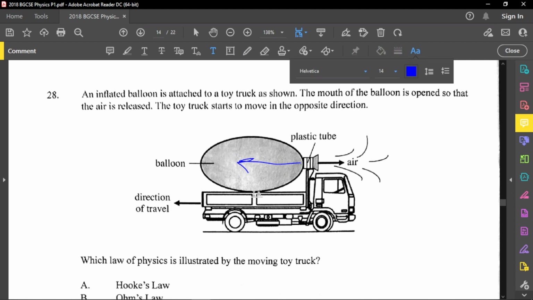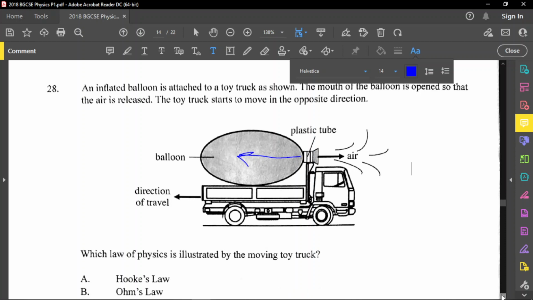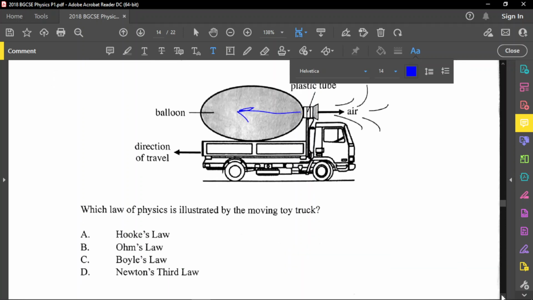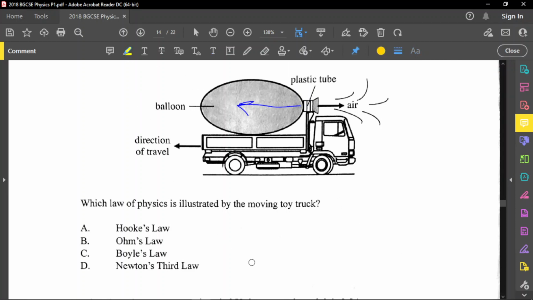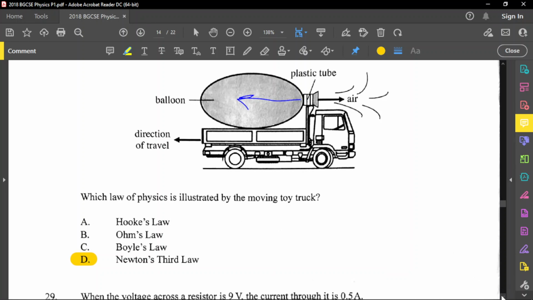If you turn the balloon around, then the truck will go forward, right? And so the question is, which law of physics is illustrated by the moving of the truck? And this law, as I said, is equal and opposite reaction. It is Newton's third law of motion. The third law of motion in its expanded form states that if body A acts upon body B, then body B acts back on body A with an equal but opposite force. All right, so let's go to the next question now.